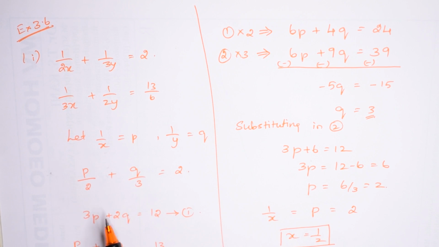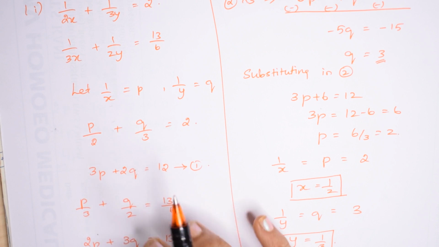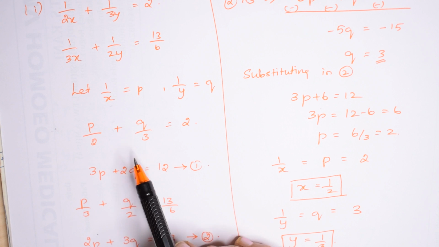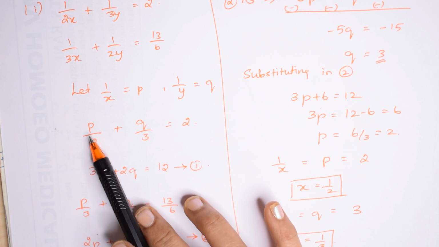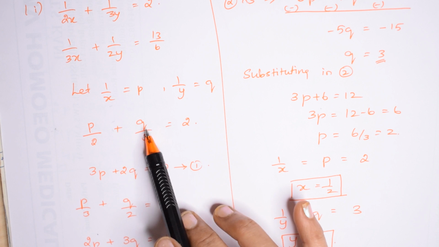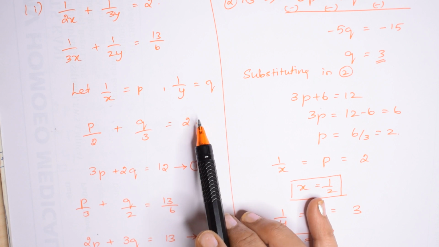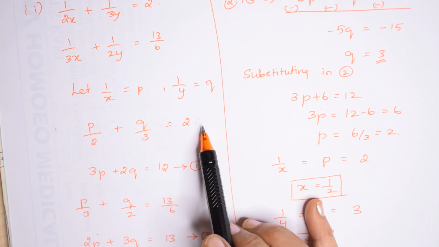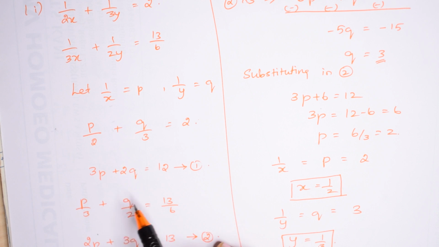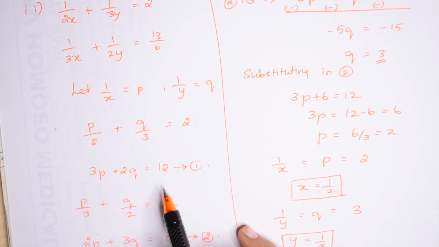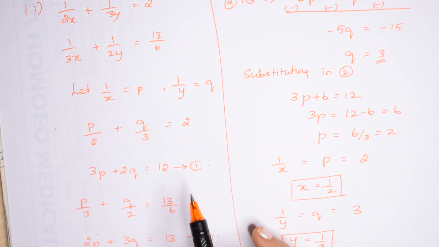Then again I want to remove the 2 and 3. I find the LCM. 2 and 3 are prime numbers, so the LCM is 6. So I cross multiply: 3p plus 2q is equal to, this 2 into 6, goes to the right hand side as 12. And so the equation becomes 3p plus 2q is equal to 12. This is the first equation.